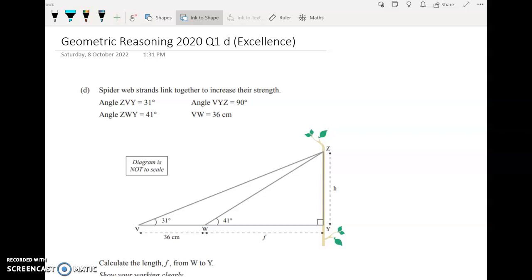And in this question, we're looking at spiderweb strands. And we've got one big right-angle triangle that we can see here. So that's the big one. And then you can see a second smaller one in here. So the way that we're going to do this question is to make two things equal to each other to find a length.